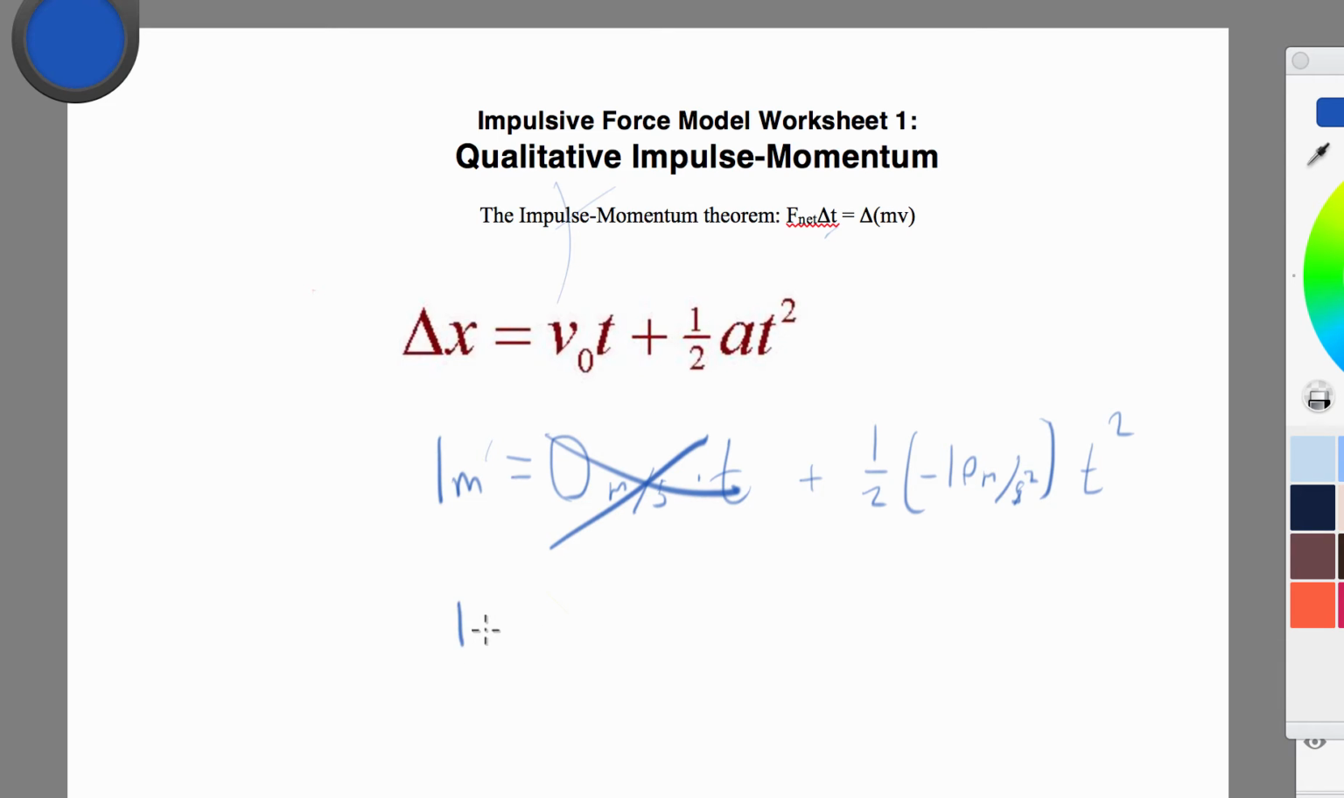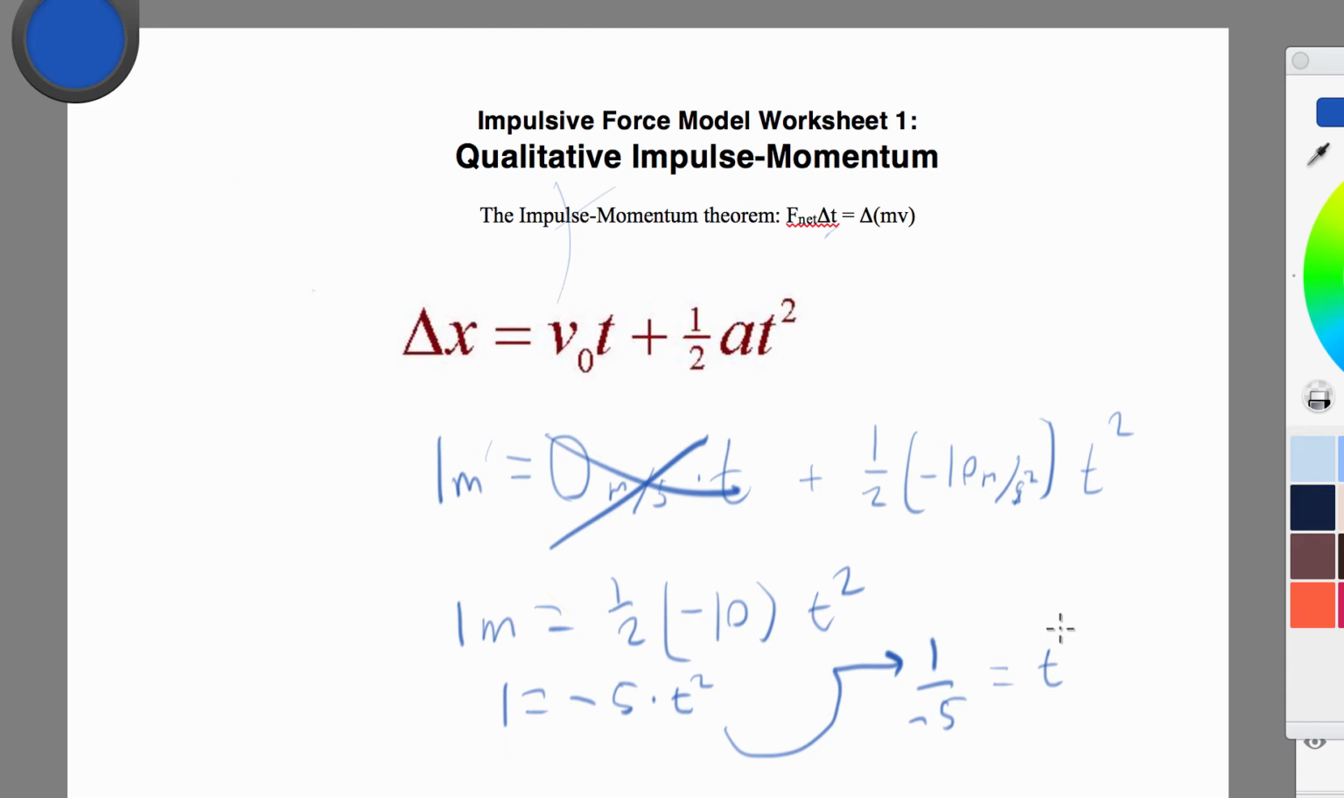So then we have 1 meter is 1/2 times negative 10 times t squared. And I'm getting rid of units because units make it confusing unless we're doing dimensional analysis. So now PEMDAS, I'm going to multiply those two things, so 1/2 times negative 10 is negative 5 times t squared. I want to get t by itself, so that means I divide both sides by negative 5. So I get 1 over negative 5 equals t squared.